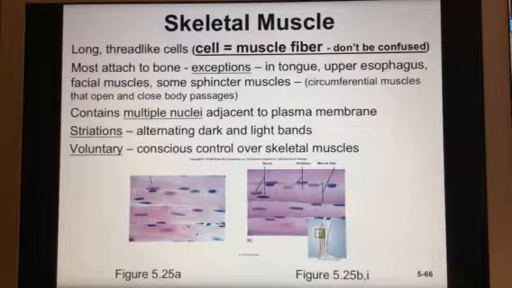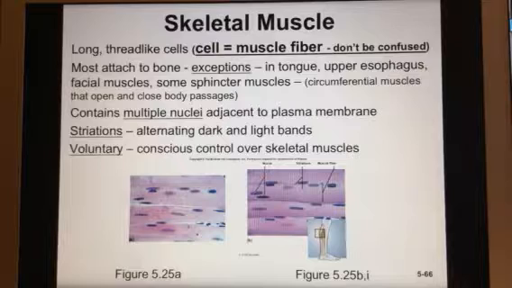First is skeletal. This is gonna feel weird, but these long kind of rows, if you will, are the cells, okay? And that is called a cell. The cell itself is called a muscle fiber. I find that to be very confusing, so I think it's funny that Dr. Lin put "don't be confused." It is extremely confusing. Let's just call it a muscle cell, but it is called a muscle fiber.